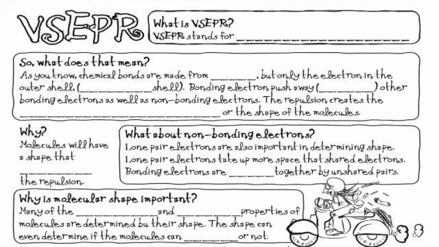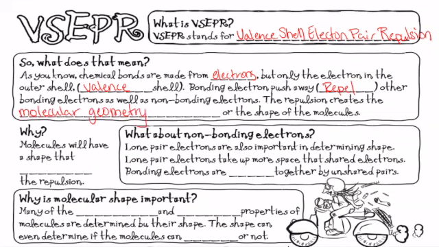VSEPR. What is VSEPR? VSEPR stands for valence shell electron pair repulsion. So as you know, chemical bonds are made from electrons, but only the electrons in the valence shell. Bonding electrons push away or repel other bonding electrons, as well as non-bonding electrons. The repulsion creates the molecular geometry or shape of the molecule. Why? Molecules will have a shape that minimizes repulsion.